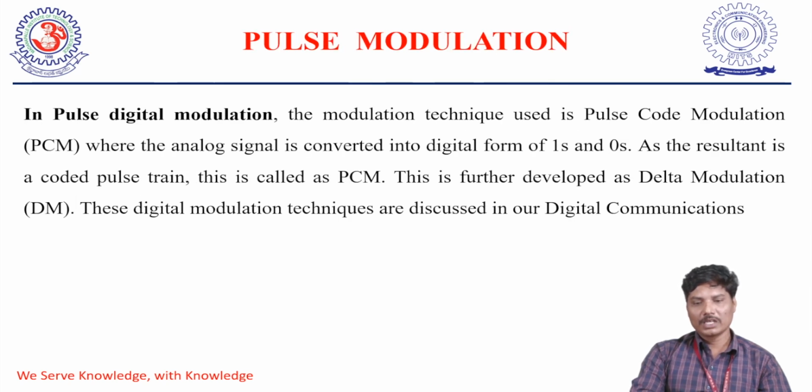In pulse digital modulation, we have pulse code modulation, where the analog signal is converted into a digital form of ones and zeros. Delta modulation is another form of pulse digital modulation, which is used to convert an analog signal into a digital form of ones and zeros.